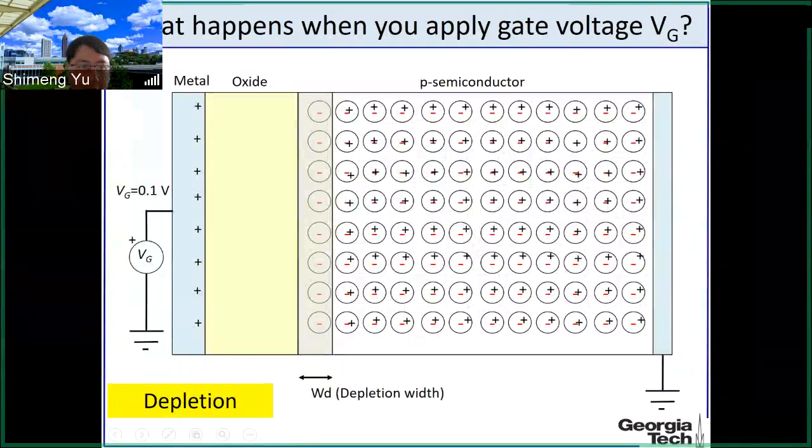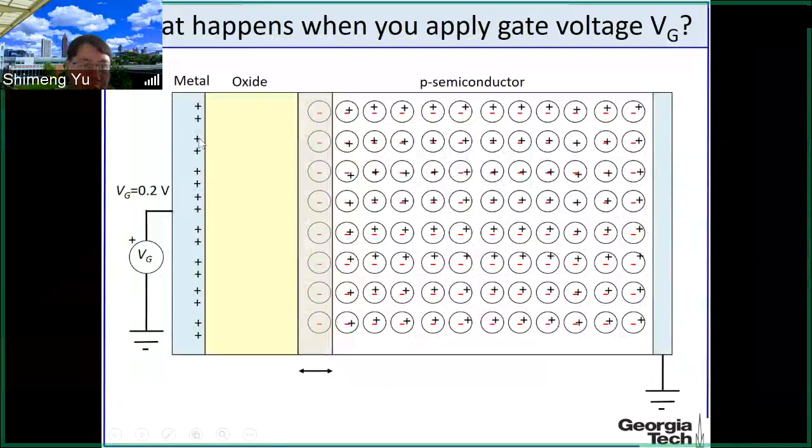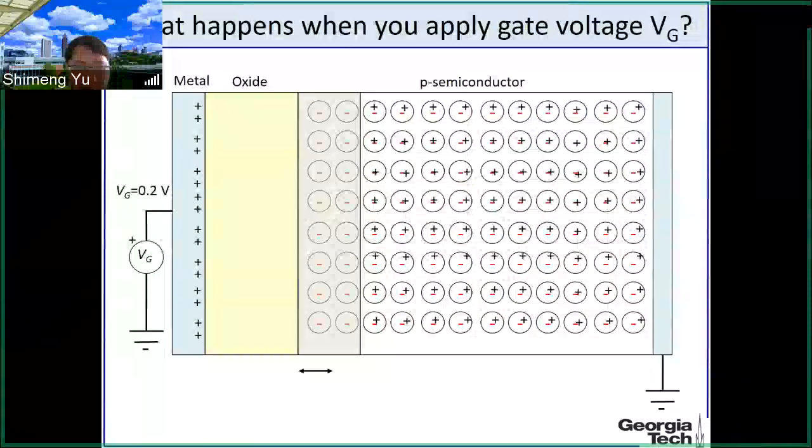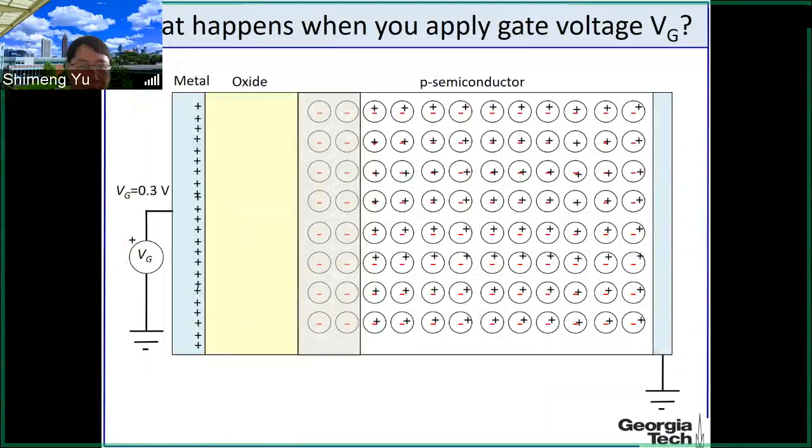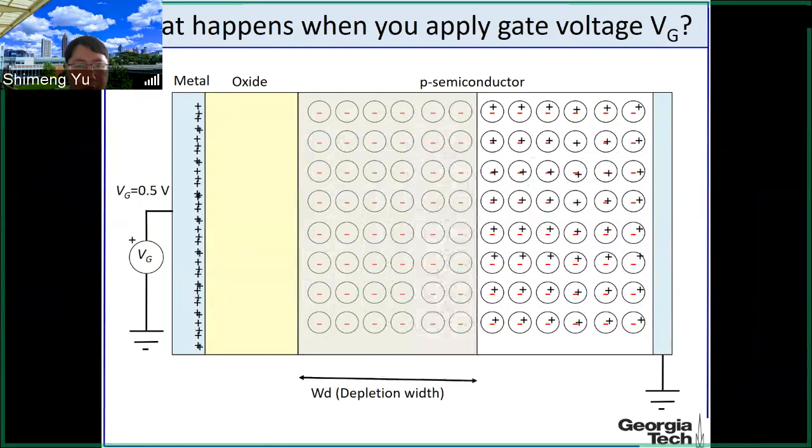As we further increase the gate voltage, let's say to 0.2 volts, you get more positive charge on the metal plate. And then correspondingly, we need more negative charge on the other side. So the holes need to be further pushed away. So this is what happened. Then the depletion width is going to increase. So you can keep this trend with higher and higher gate voltage. Then you're going to push more and more holes away. Then the depletion region will become larger and larger.